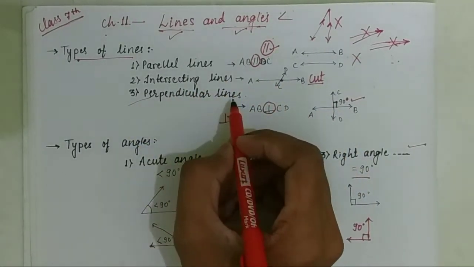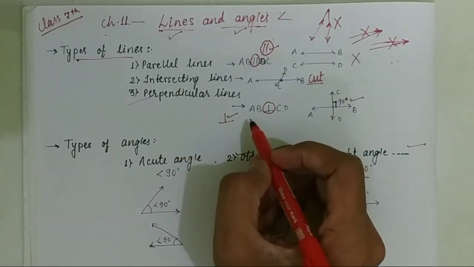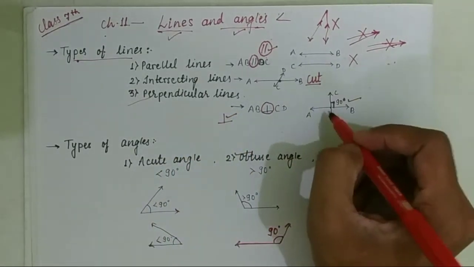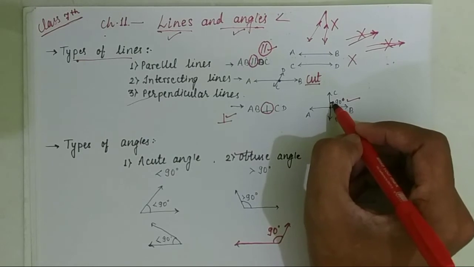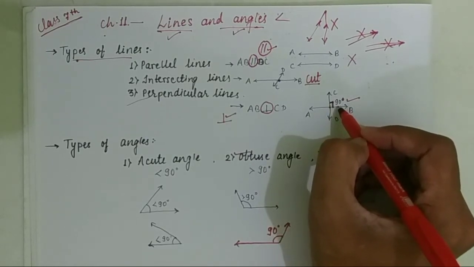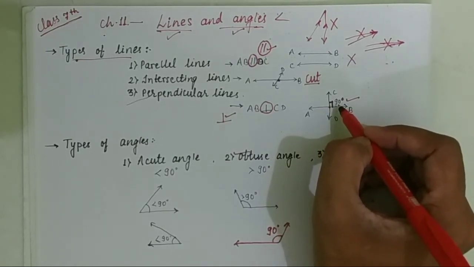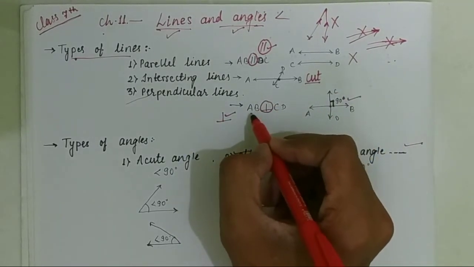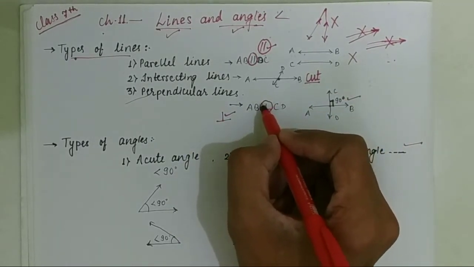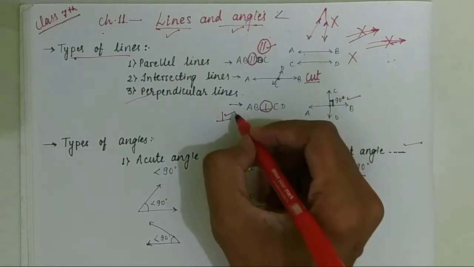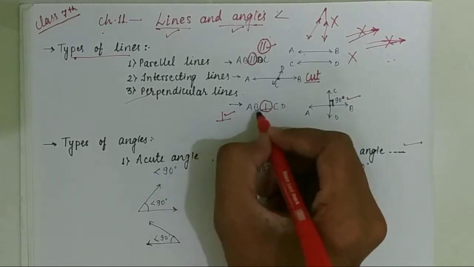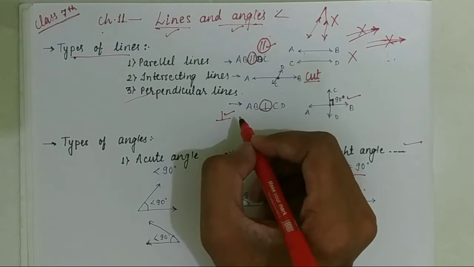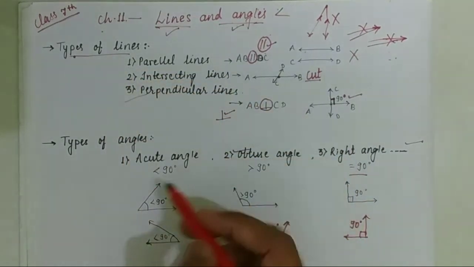Then third is perpendicular lines. Perpendicular lines are the lines which meet each other at some point, making an angle of 90 degrees, or you can say a right angle. These two lines will be called perpendicular lines, and AB is perpendicular to CD. Therefore the symbol will be this. This symbol indicates that these two lines are perpendicular. Okay, so these were the types of lines.